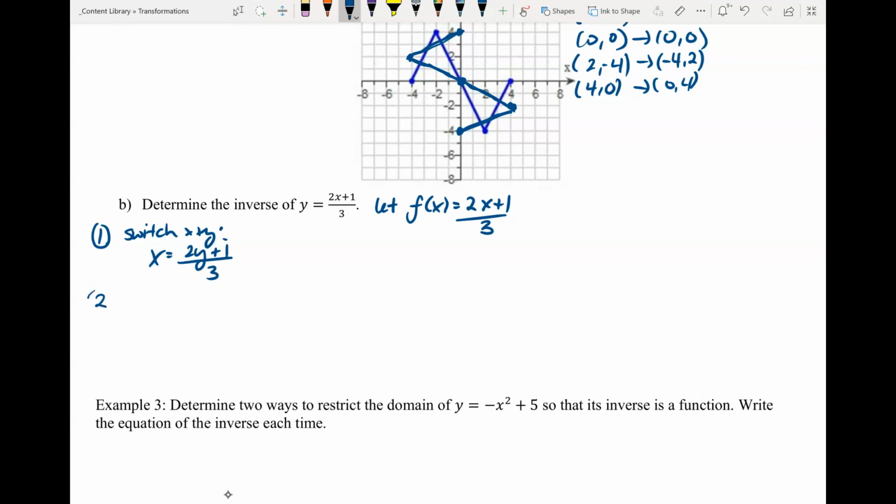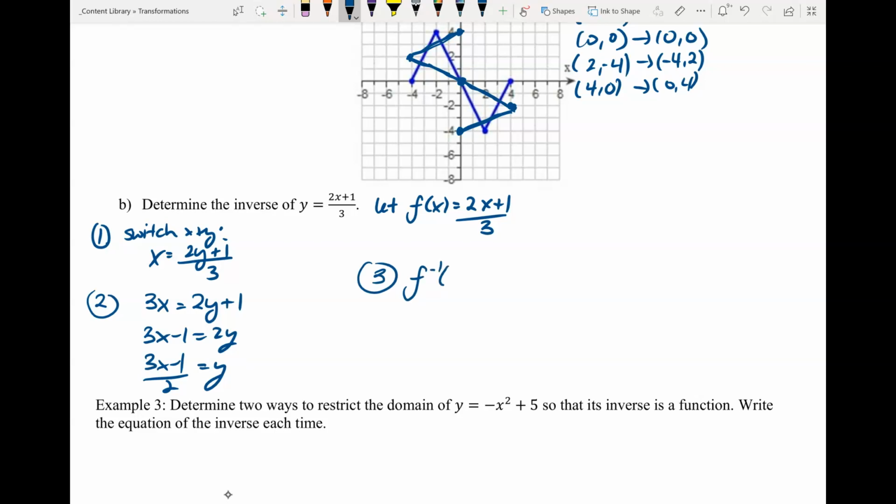Now we'll rearrange this and solve for y. I'm going to multiply by 3 on both sides. Move the 1 to the other side. And divide both sides by 2. This is my inverse graph. So I'm just going to put it all together. f inverse of x is then (3x - 1) over 2. And that's our final answer.